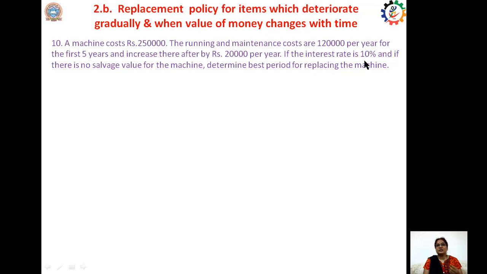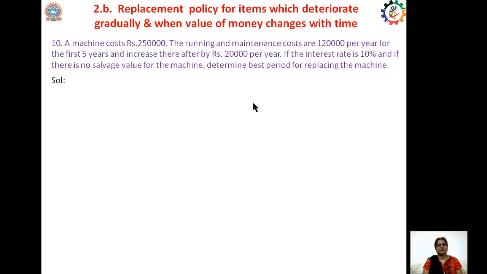So as soon as a problem on replacement policy is given, first you have to see which variety it comes under: defender challenger type, items failing gradually, or items failing suddenly. Supposing it is items failing gradually, once again you check whether I is given. If I is not given, use the previous method whatever we adopted. If I is given, the method remains the same but the steps are laborious, the number of steps is more. If there is no salvage value for the machine, take S equals 0, and determine the best period for replacing the machine.